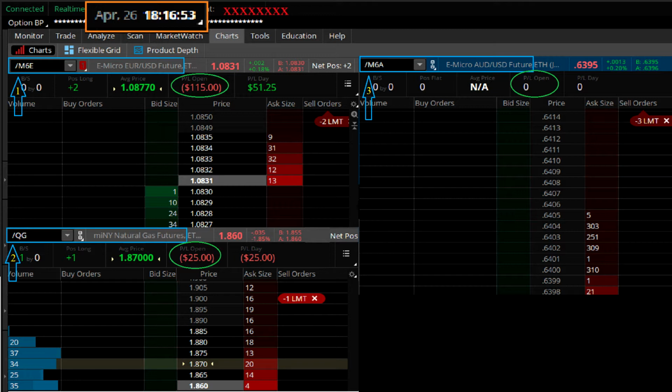Now below that you're going to see a blue rectangle with an arrow, blue arrow, and a little yellow number 1. So that's the M6E Micro Euro Dollar USD futures, and you'll notice it has a +2 right next to the blue arrow. That means I have 2 contracts long, and you'll notice the green circle, green oval, in red numbers $115. That means that it's currently trading these positions. I'm trading at a loss.